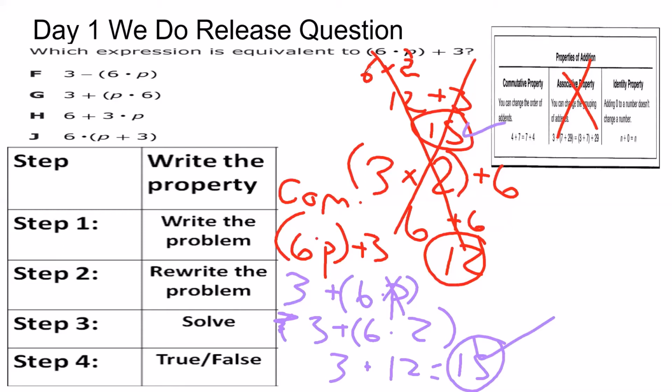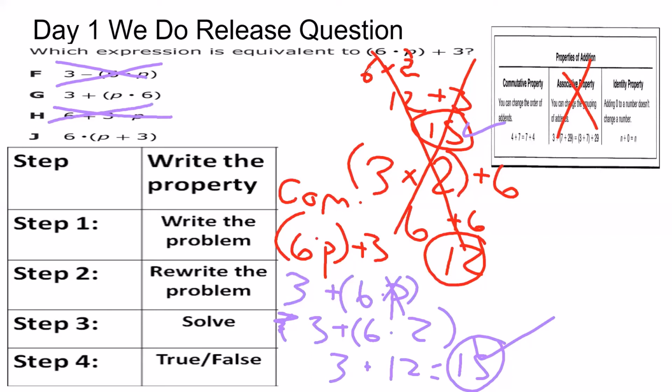Now let's check our answer choices, and we'll be able to see, using the commutative property, which ones we should eliminate. Well, I know I'm going to eliminate F because they're using subtraction, and nowhere in our problem does it tell us that we'll be using subtraction. I'm going to eliminate H. Why? It's not written the same. They got rid of the parentheses. Now, here's the hard one.